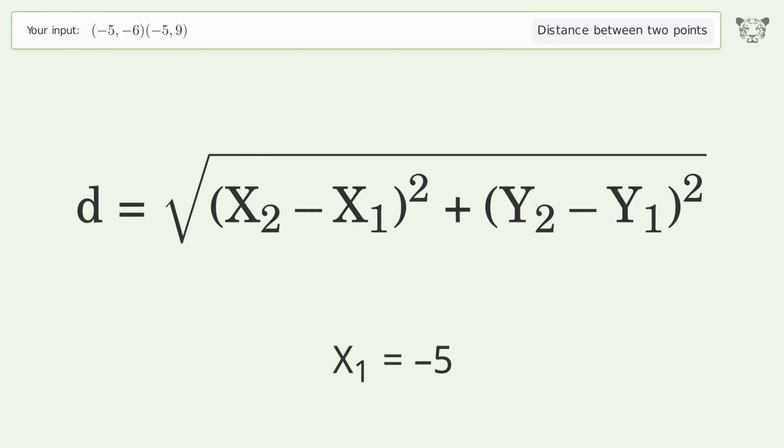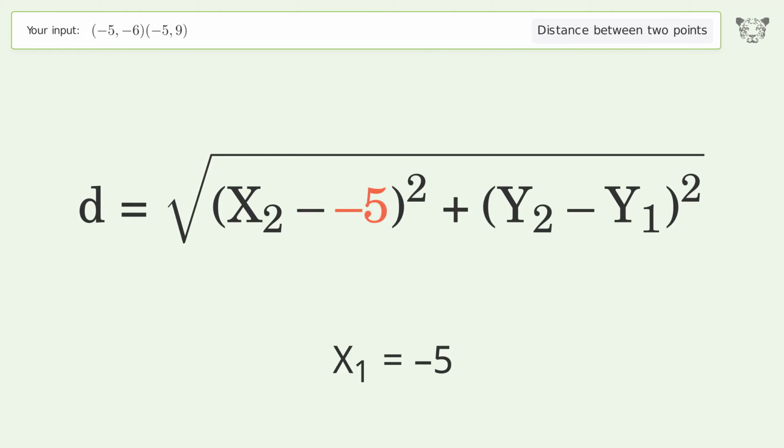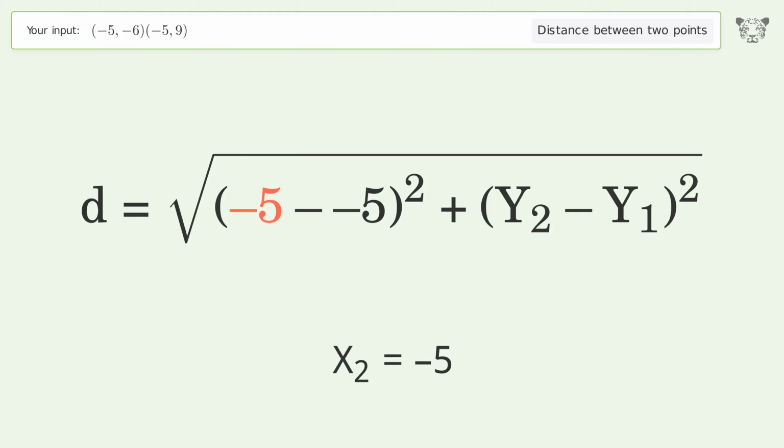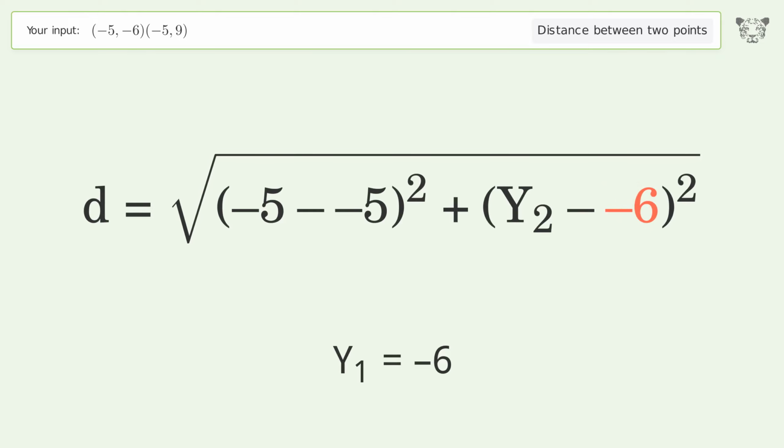x1 equals -5. x2 equals -5. y1 equals -6. y2 equals 9.